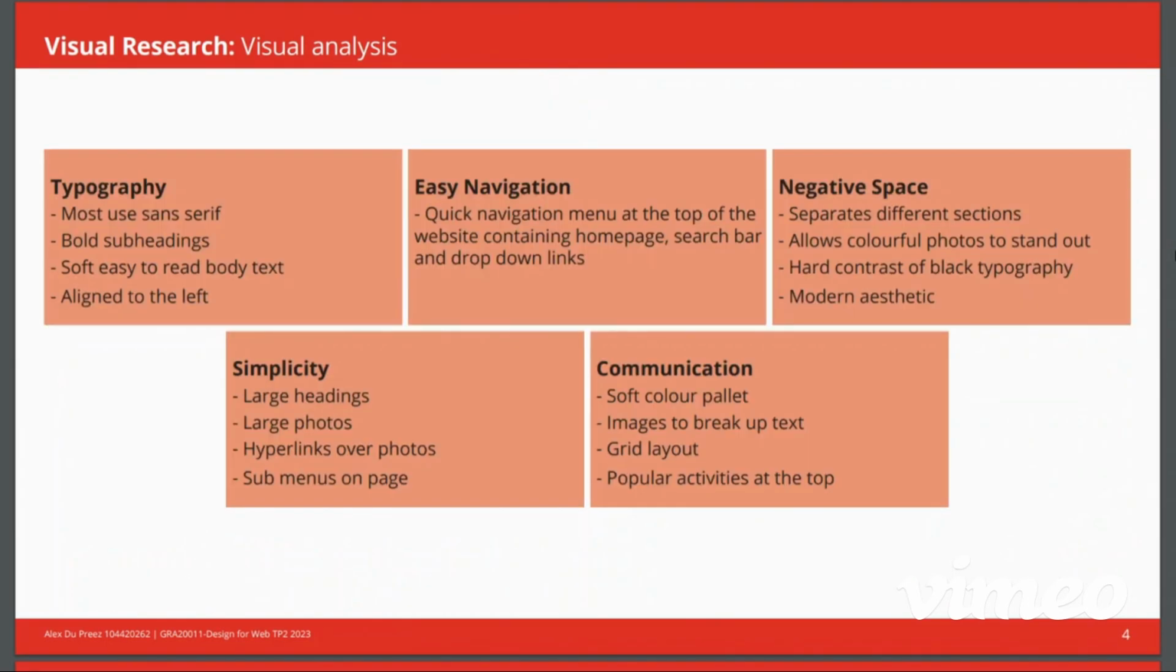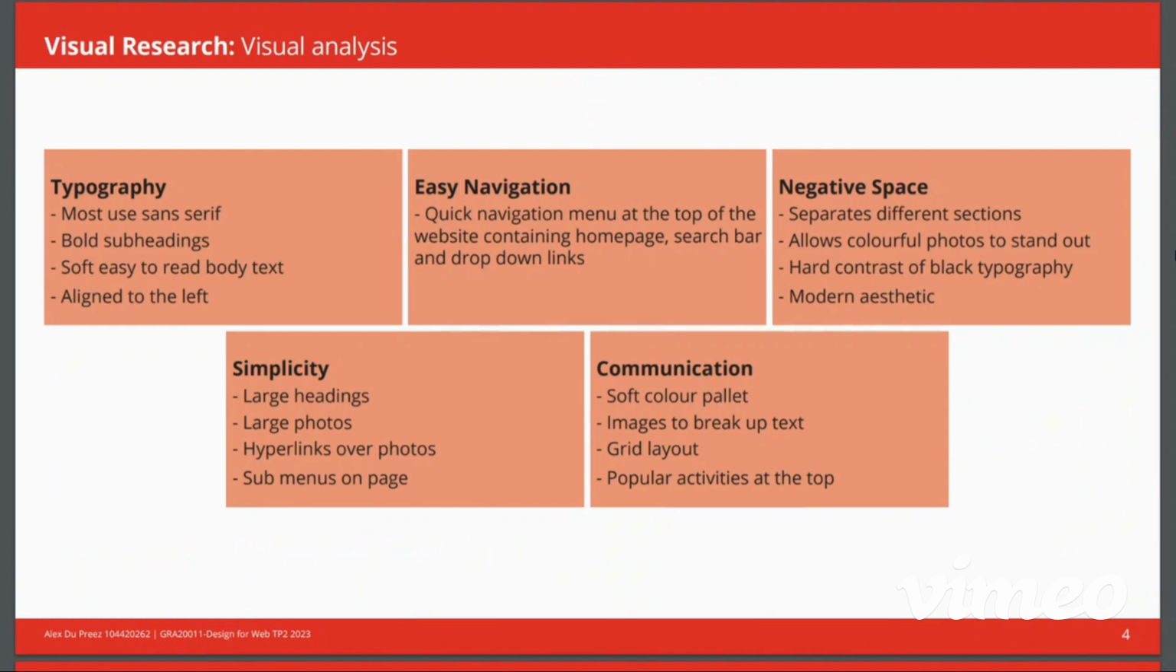From this, I was able to analyze 5 different elements that follow: typography. Most of the websites used sans serif and bold subheadings. Easy navigation. Most of the websites had a quick navigation menu at the top of the website containing a homepage, search bar, and drop-down links.